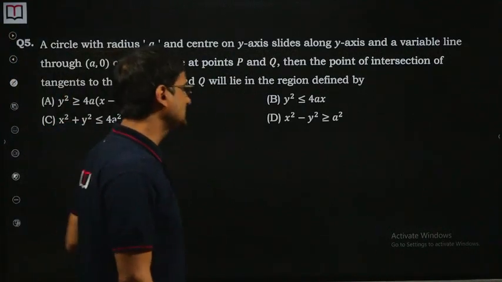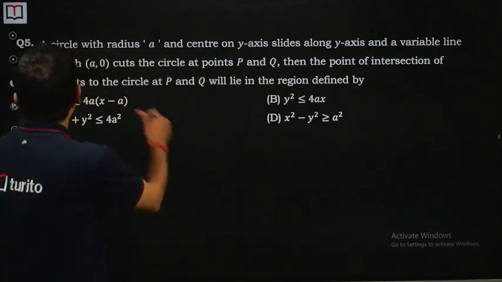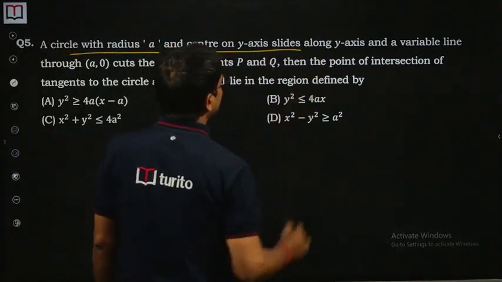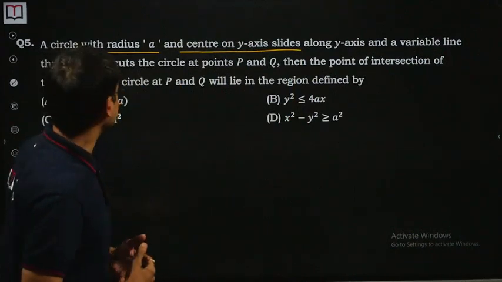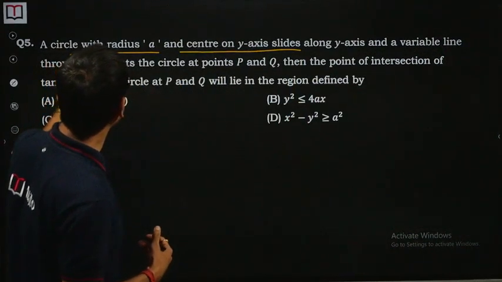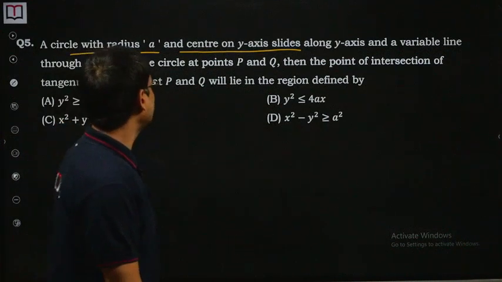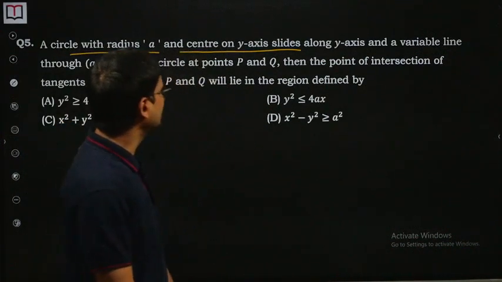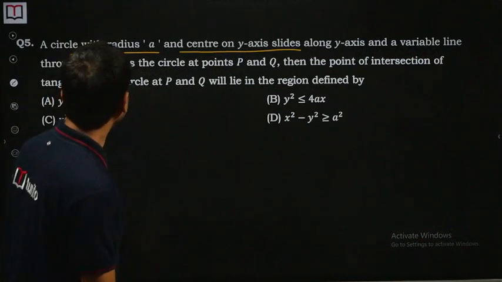I will definitely appreciate it and learn something out of it. Okay, a circle with radius a and center on the y-axis slides along the y-axis, and a variable line passing through a comma 0 cuts the circle at points P and Q. Then the point of intersection of the tangents to the circle.